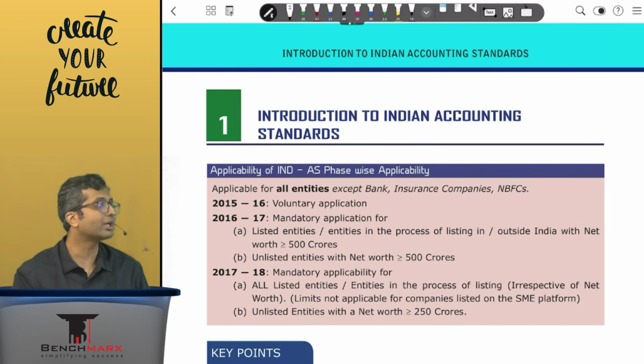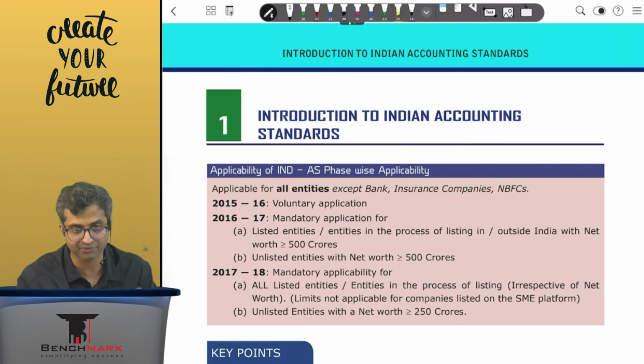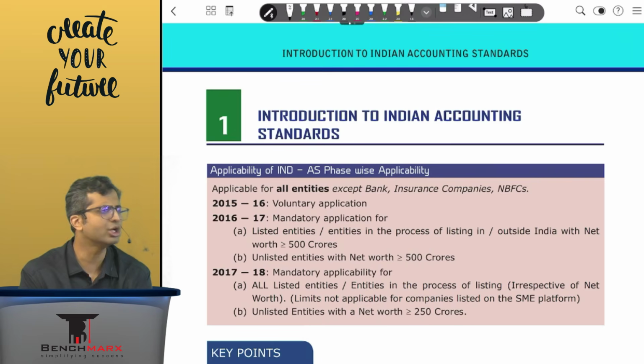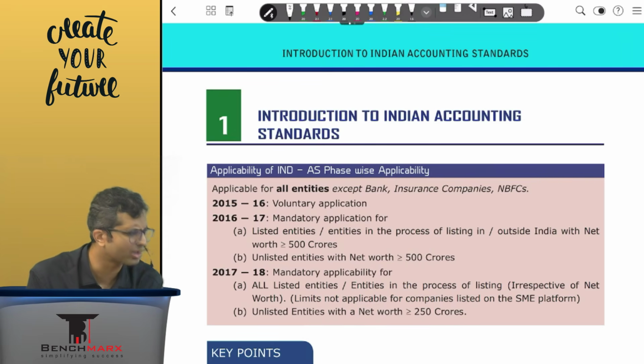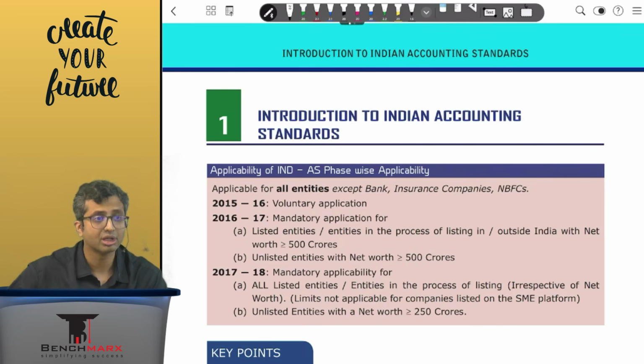Now when we look at Ind AS, what was the problem in AS? What is Ind AS? And why did you want to go to Ind AS? What is the problem with AS? Sorry? AS, all statements under AS would be uniformly presented internationally.